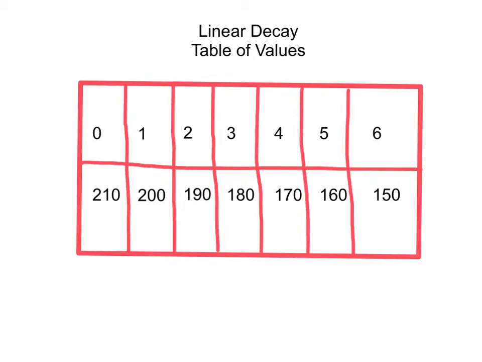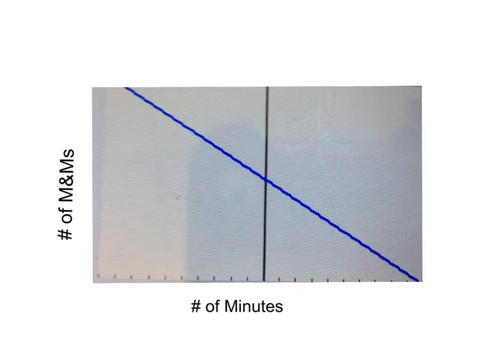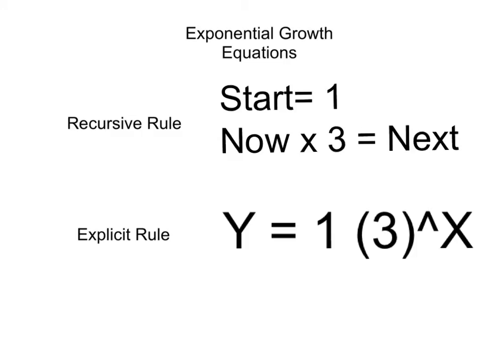This is the linear decay table of values for the previous rules on the other slide. As you can see, by every one, it decreases by 10. So it goes from 210 to 200 to 190, and goes on like that. As you can see, the graph for the linear decay is a straight line because it goes by the same number each time. These are the exponential growth equations.